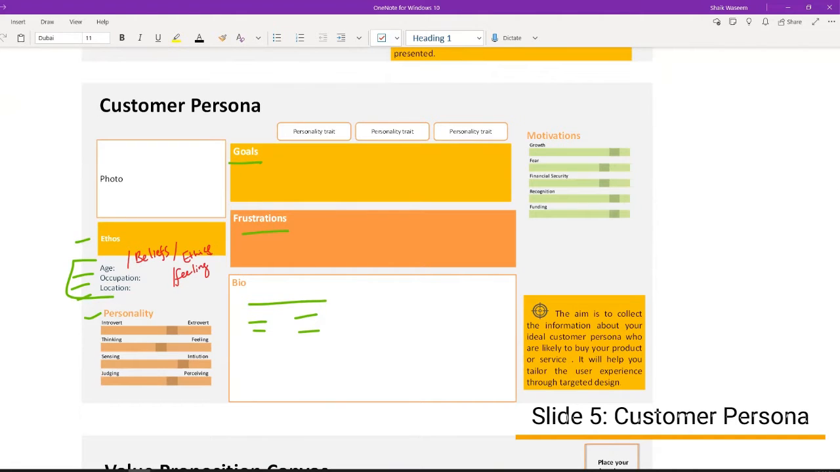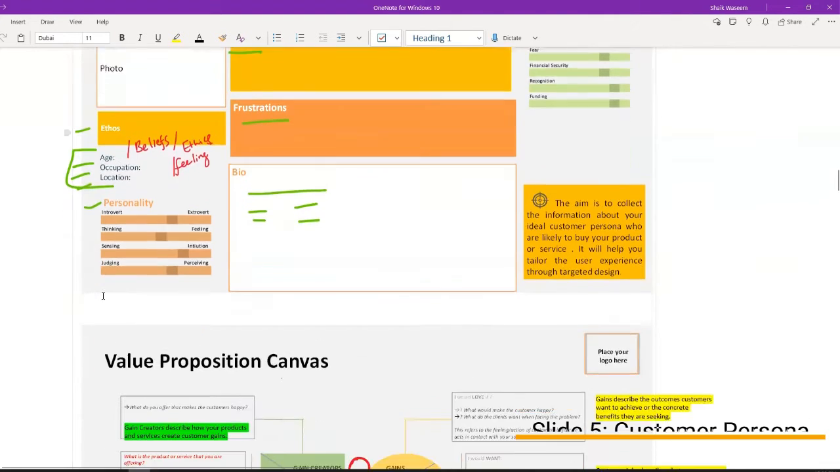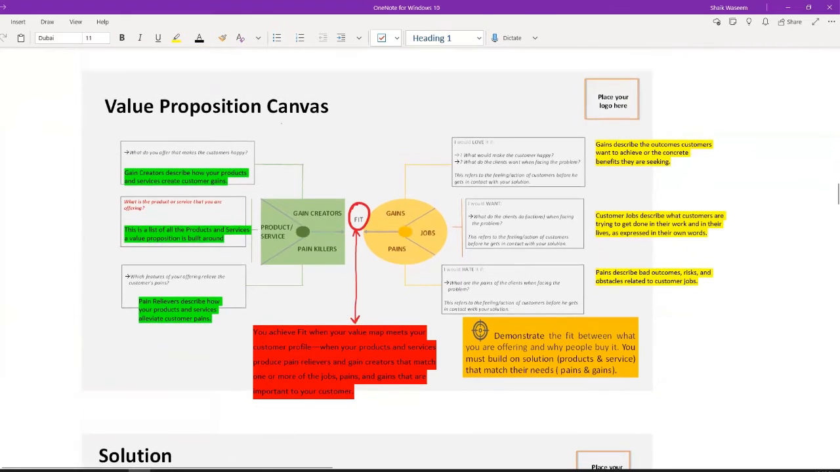Describe your ideal customer in detail. Talk about their goals, frustrations, details, demographics, and ethos. As we complete the customer persona, we work towards the value proposition canvas. You can always refer to the details mentioned here to help you attain the fit.